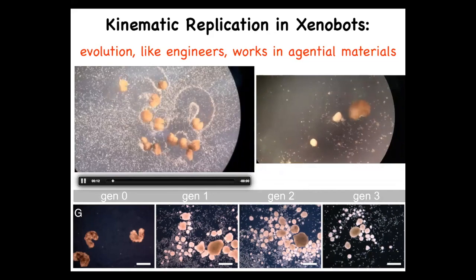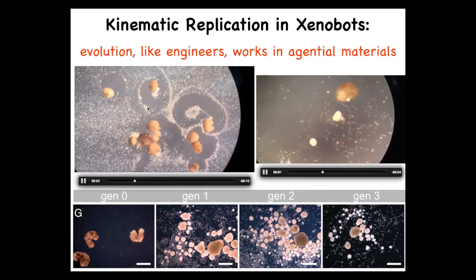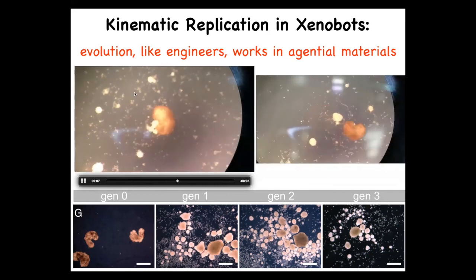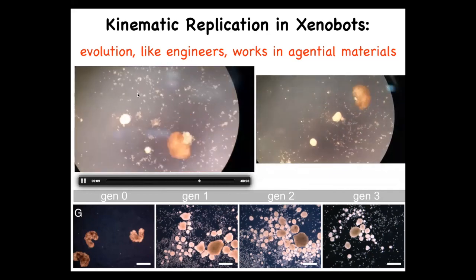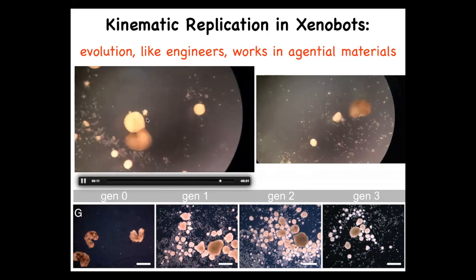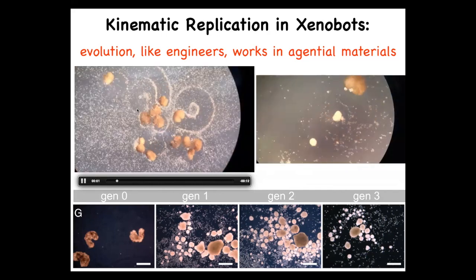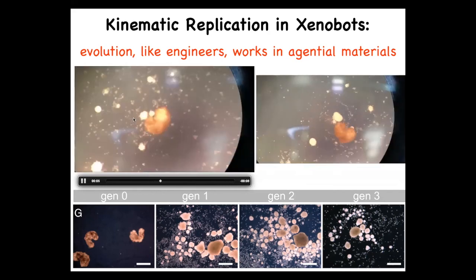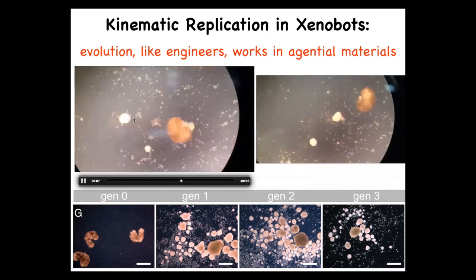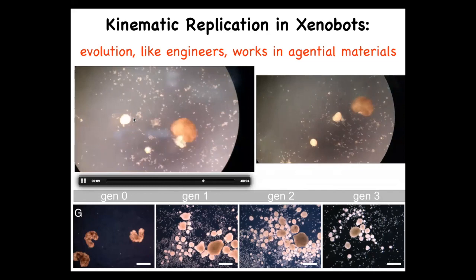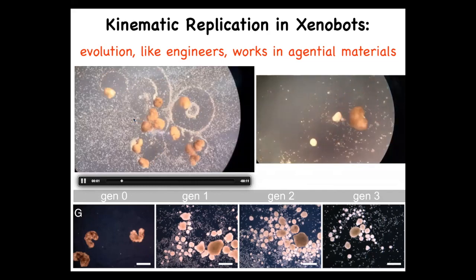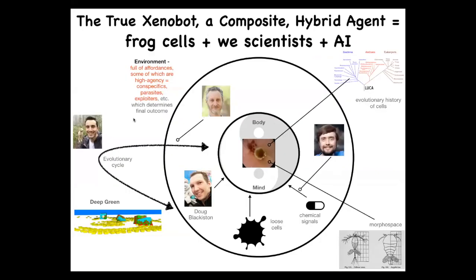The reason this works is the same reason that the Xenobot construction works in the first place: we worked with an agential material, cells that have an agenda of their own. This is kinematic self-replication. This is sort of von Neumann's dream: a robot that can go around and make copies of itself from materials it finds in the environment. As far as we know, no other creature does this. We'll get back to some of the implications later. But this to me is a Xenobot.